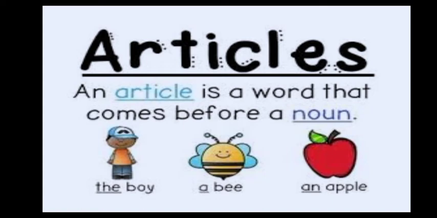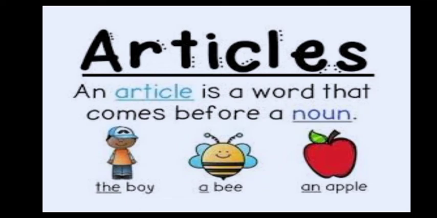Now the next is your articles. Articles are nothing else but the same a and the that you use. According to your syllabus, they have separated articles into 2 different categories, that is your definite articles and indefinite articles. Articles, as you know, are a word that comes before a noun, and those words are a, an and the. Okay, now coming up to the indefinite and definite articles.